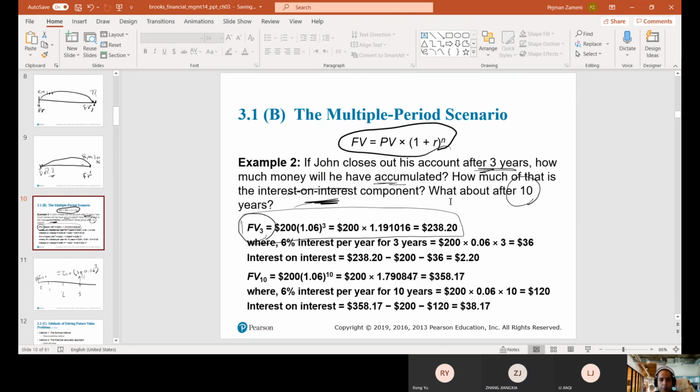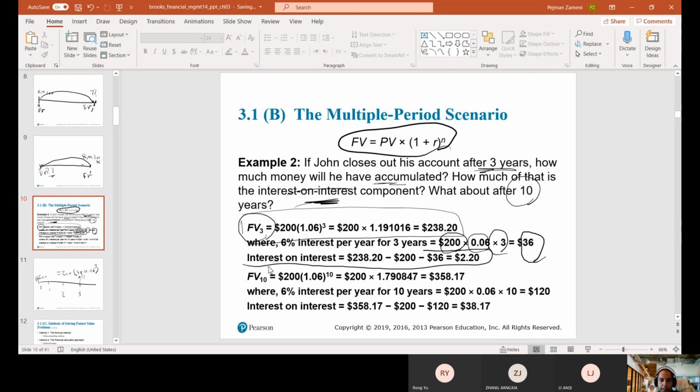The question is asking how much of that is the interest on interest component. Interest on interest is here. First we're going to calculate how much interest he is earning in 3 years' time. He invested 200 ringgit. Interest rate was 6%, and for 3 years, isn't it? When we multiply these three numbers together, it means that in 3 years' time, he earned 36 as interest.